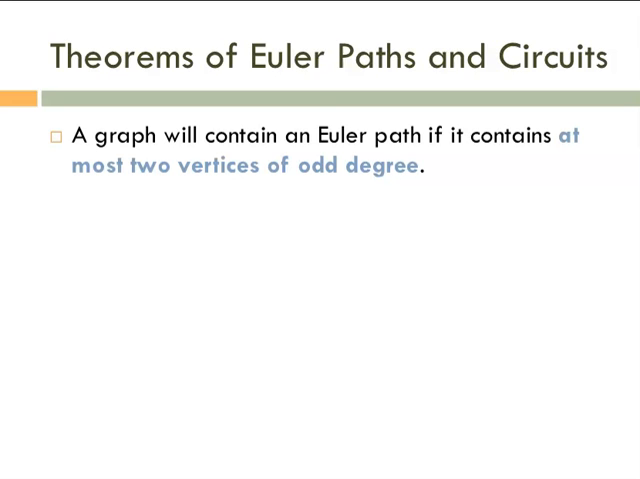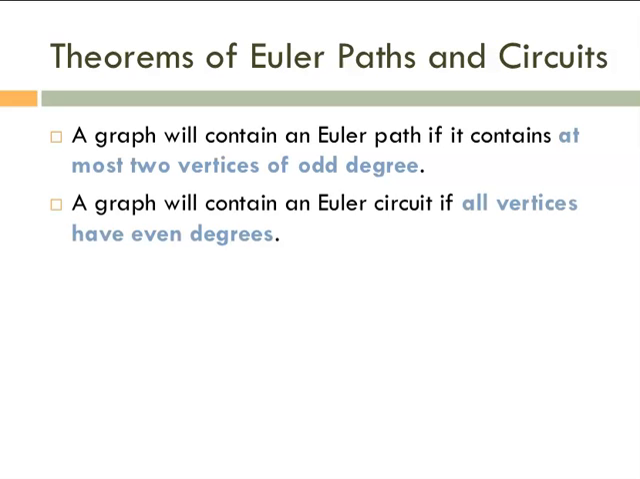Now what about for an Euler circuit? A graph will contain an Euler circuit if all vertices have even degrees. So if there's even one odd degree vertex, you can say for certain that it will not be an Euler circuit. But if they're all even, you know right away there's an Euler circuit. Even if you don't have the path written out, you'll be able to say that there is an Euler circuit.